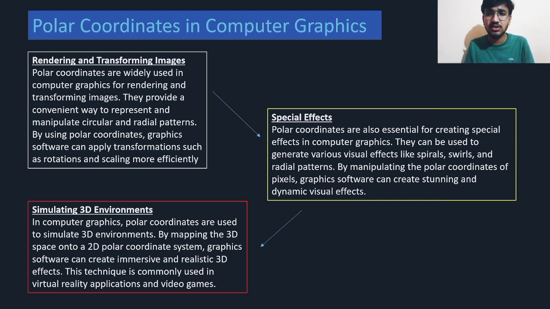Now, simulating a 3D environment is basically used in games which you might have played. In computer graphics, polar coordinates are used to simulate a 3D environment by mapping the 3D space onto a 2D polar coordinate system. Graphic software can create immersive and realistic 3D effects. This technique is commonly used in virtual reality applications and also video games, which I have already said.